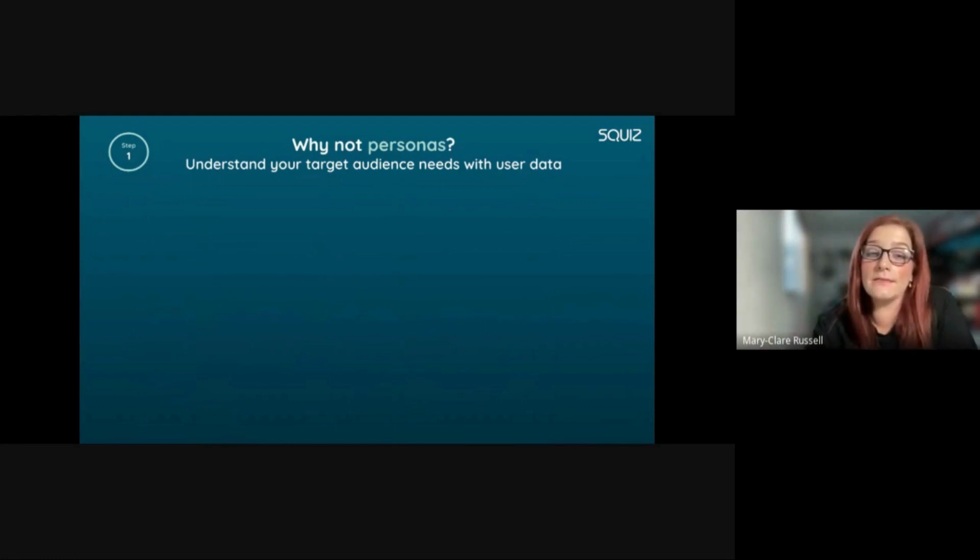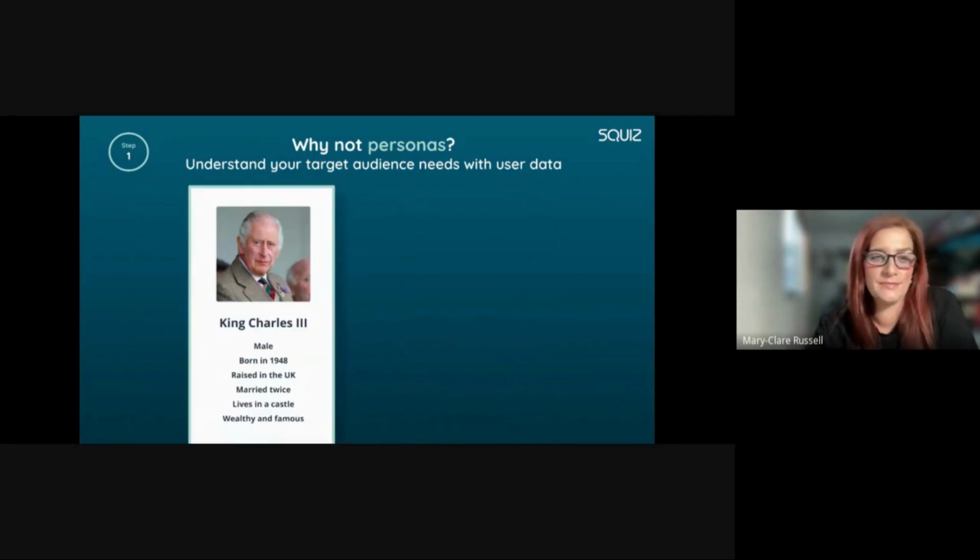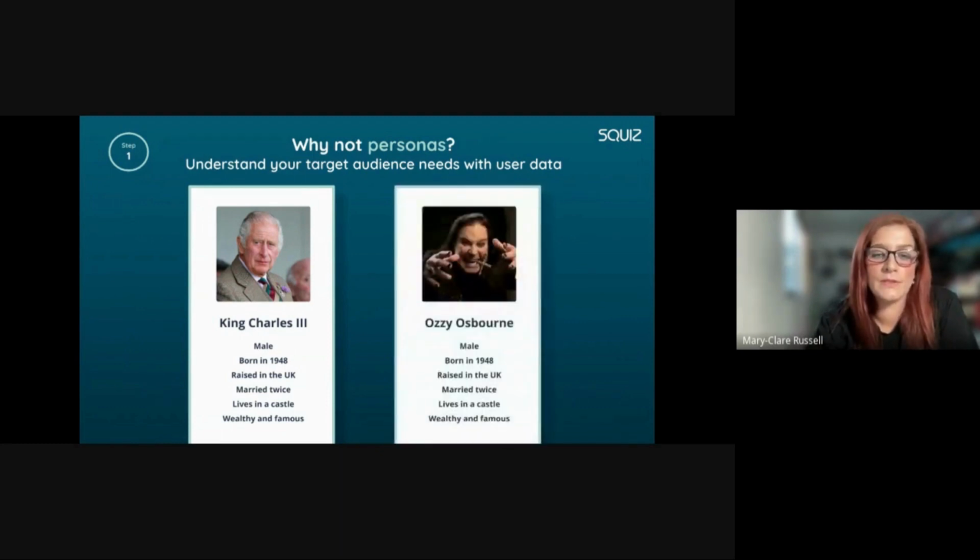User 1 is male. He's born in 1948, married twice, lives in a castle, and is wealthy and famous. It's none other than King Charles III. Now, let me show you another member of royalty that does meet this criteria. The Prince of Darkness himself, Ozzy Osbourne. Although both personas share the same demographic traits, you simply would not market to them in the same way.